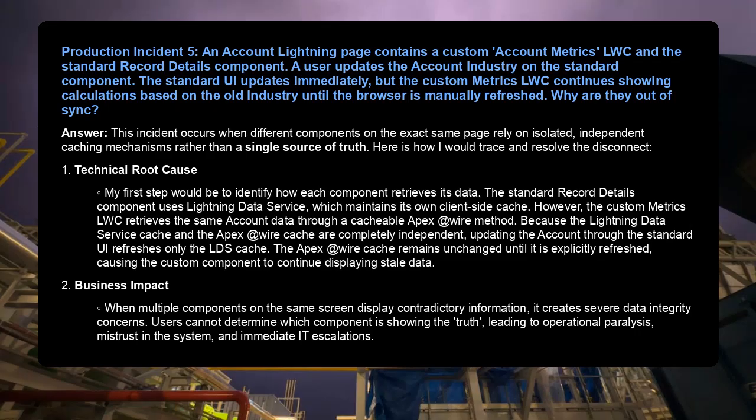Production Incident 5. An account Lightning page contains a custom account metrics LWC and the standard record details component. A user updates the account industry on the standard component. The standard UI updates immediately, but the custom metrics LWC continues showing calculations based on the old industry until the browser is manually refreshed. Why are they out of sync?